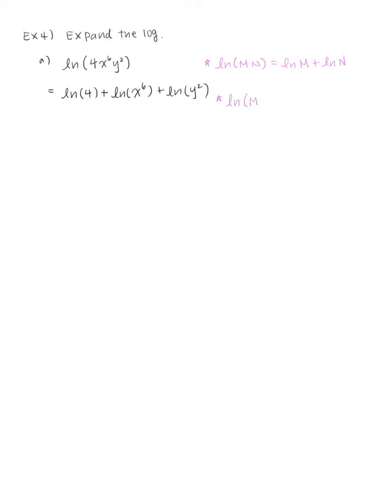ln of m to the p, remember what happens to the exponent? Yes, it goes in the front of ln, so you're going to have p times ln of m. So that's the property that we're going to use for the last two terms. So here we're going to get ln of 4 and then plus 6 times the ln of x and then plus 2 times the ln of y. Okay, I think that's pretty much it. So that is our answer.